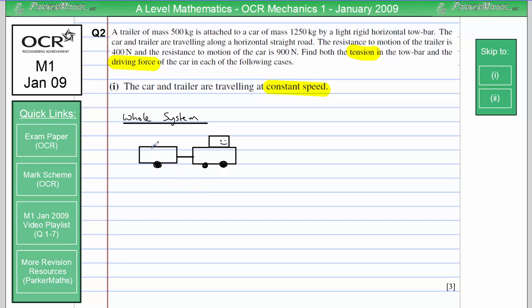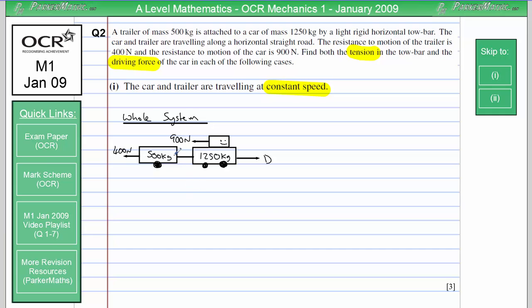So I've got a trailer which has got a mass of 500 kilograms. And the car has a mass of 1,250 kilograms. Next we'll add the forces to the diagram. So we've got a driving force pulling the car forwards, and we'll say that is D. We've got two resistive forces. We've got one applying on just the trailer, and that is 400 newtons. And we've got one which applies just to the car, and that's 900 newtons.